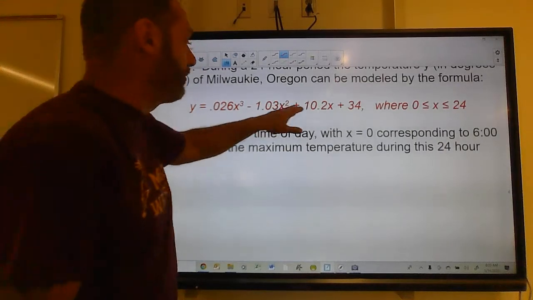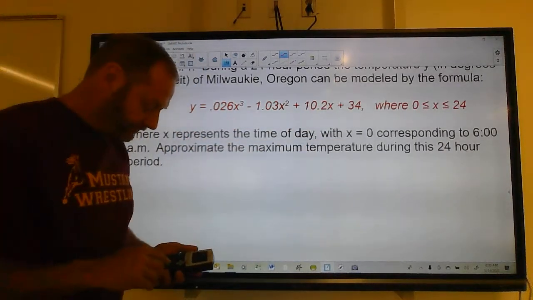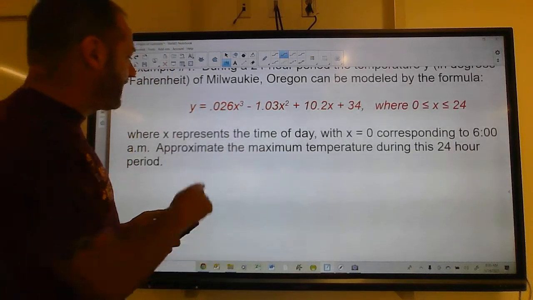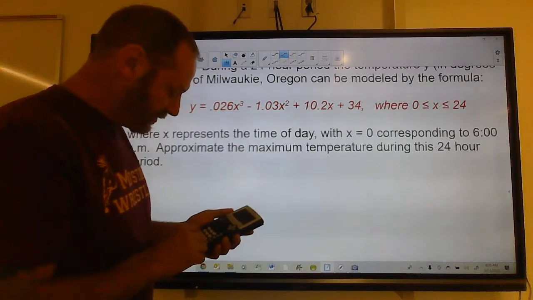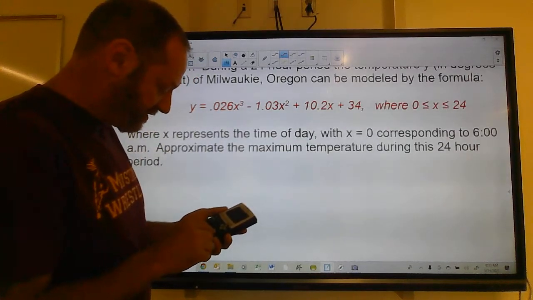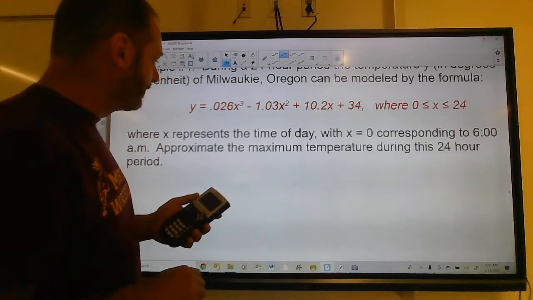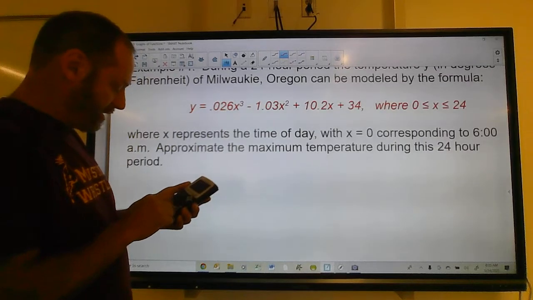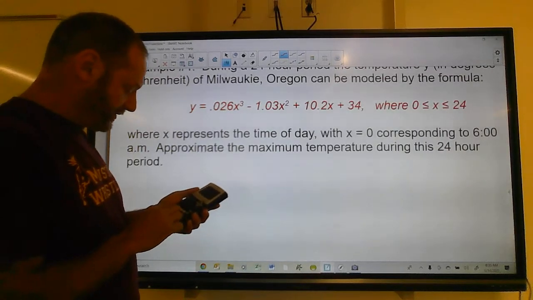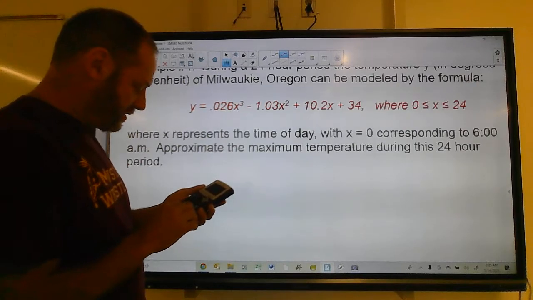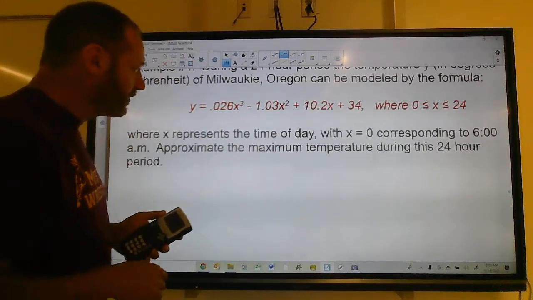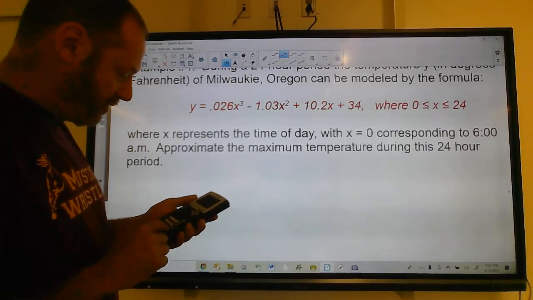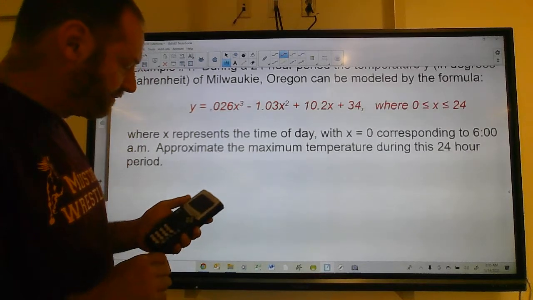Okay, this is an equation you're going to want to use a graphing calculator to find. So we're going to go back to Y equals. We're going to clear that equation. We're going to type this one in its place. 0.026 x to the third power. Make sure you arrow down from your power. Minus 1.03 x squared plus 10.2 x plus 34. Okay, and then we're going to go to our window, and we want our x's to go from 0 as our minimum to 24 as our maximum.